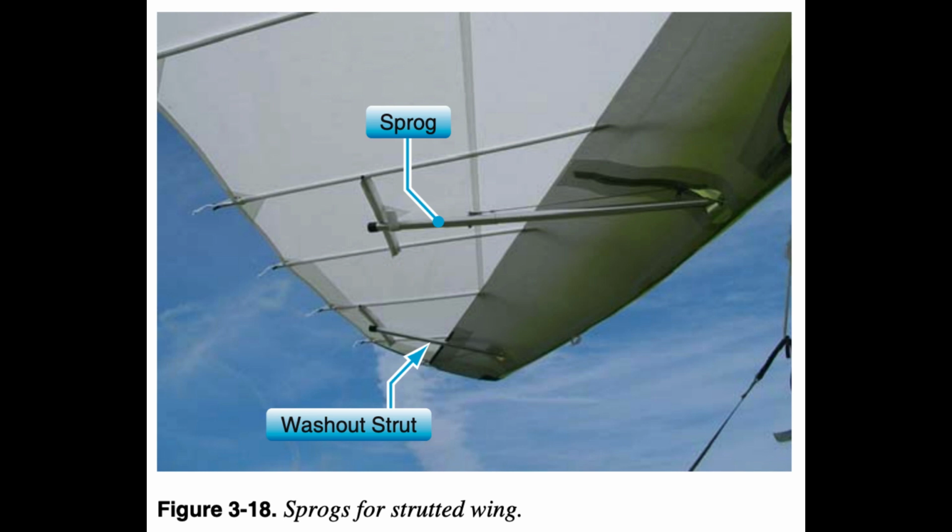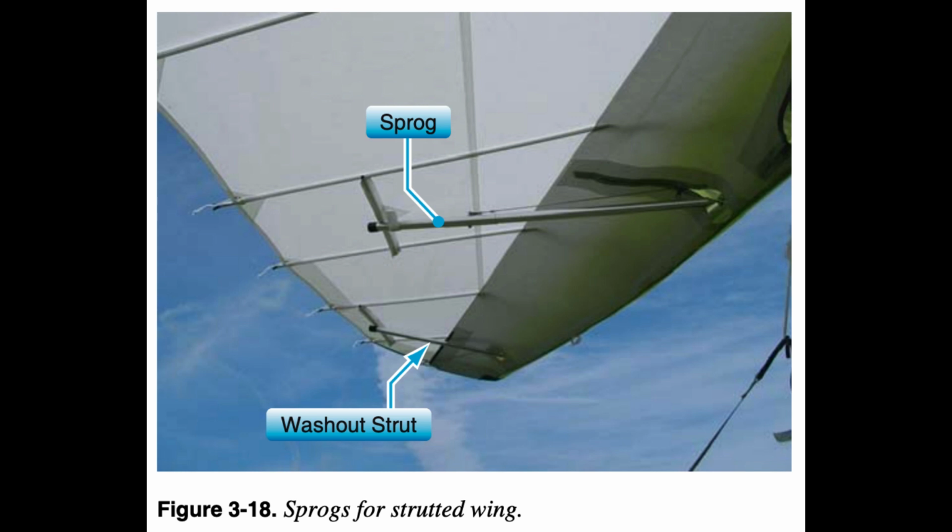Sprogs. For wings using struts with no king post, sprogs are used to keep the inboard trailing edge up in place of the reflex cables. A wire attached to the top of the leading edge holds the sprog up in place. Figure 3.18. Pitch control system.